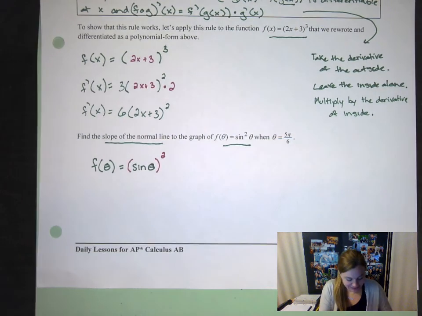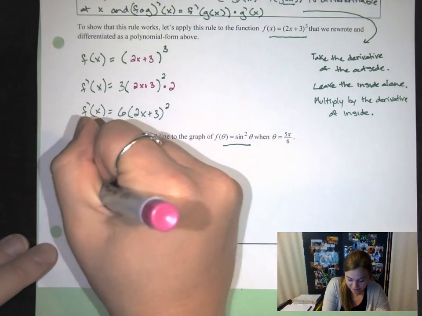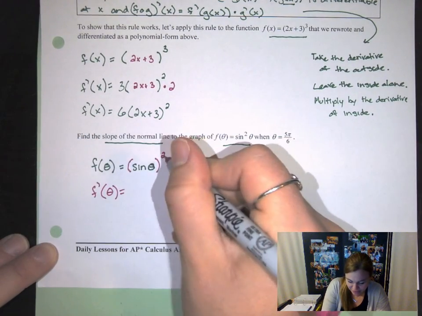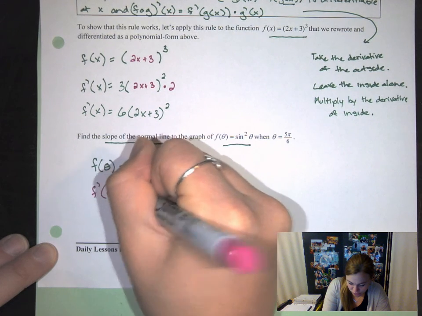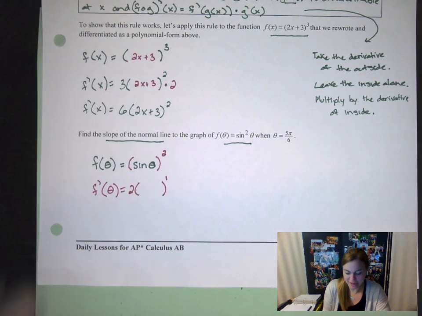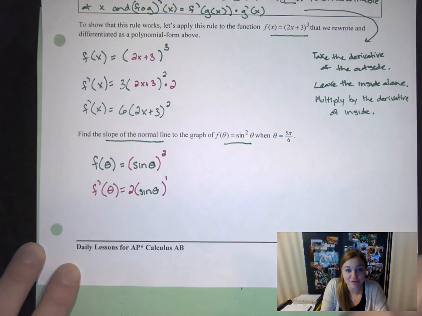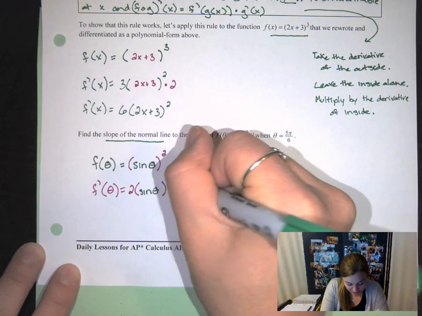Okay, so then I would take the derivative of the outside, switching up colors because I can. The derivative of the outside would be 2, subtract my exponent by 1. Leave the inside alone. The derivative of sine of theta is cosine of theta.